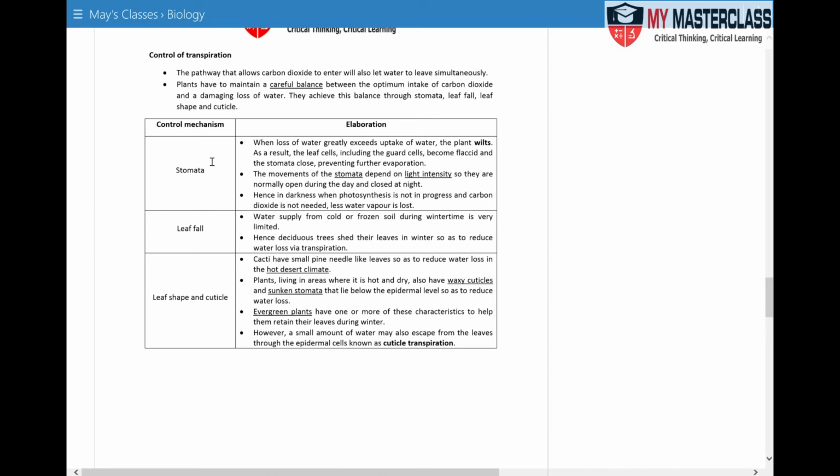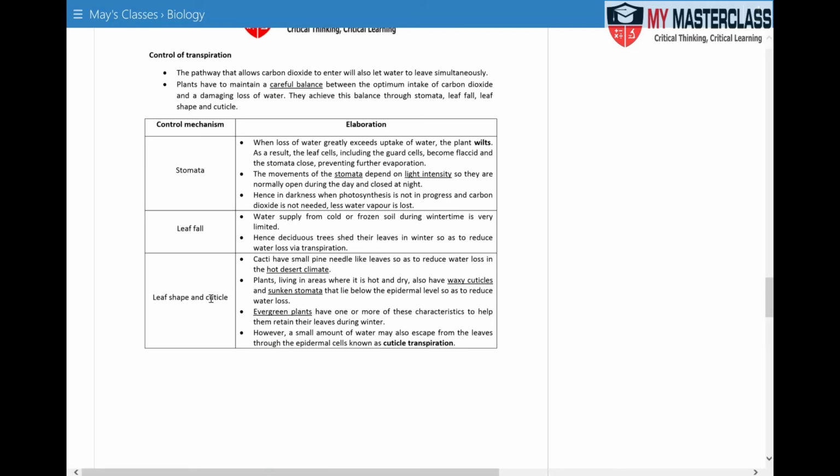The stoma pore is not open at night because photosynthesis is not in progress due to the lack of sunlight. Therefore, we have lesser water vapor loss as the stoma closes at night. In cold or winter countries, leaves start to fall. When the leaves shed, that will also reduce the rate of transpiration. In addition, during cold periods the temperature is very low, so the amount of heat being lost to the surroundings is also greatly reduced.